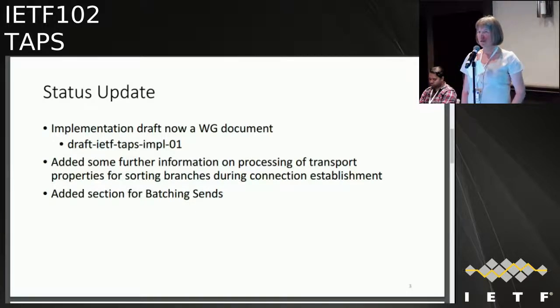The two pieces of information that have been added in terms of content are some further information on how to use the transport properties during the selection of branches when you do the connection establishment. One of the updates in the API that Brian did not have time to talk about was some new text on how you do batching sends, and there's also some matching text for that in the implementation draft. So those are the two pieces that have been added.